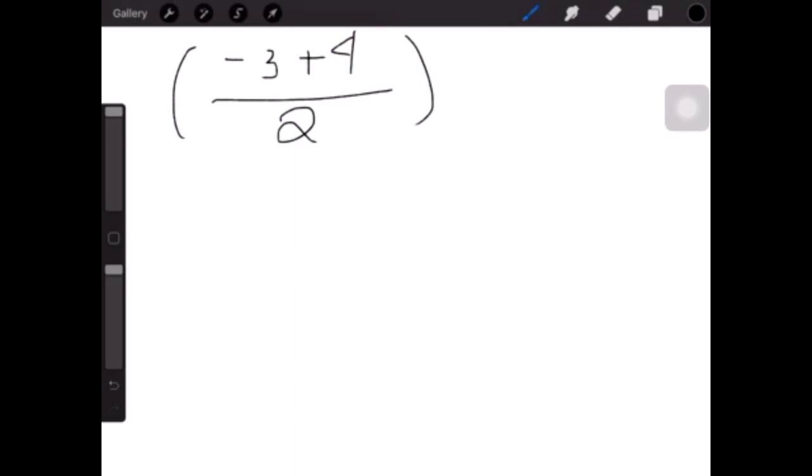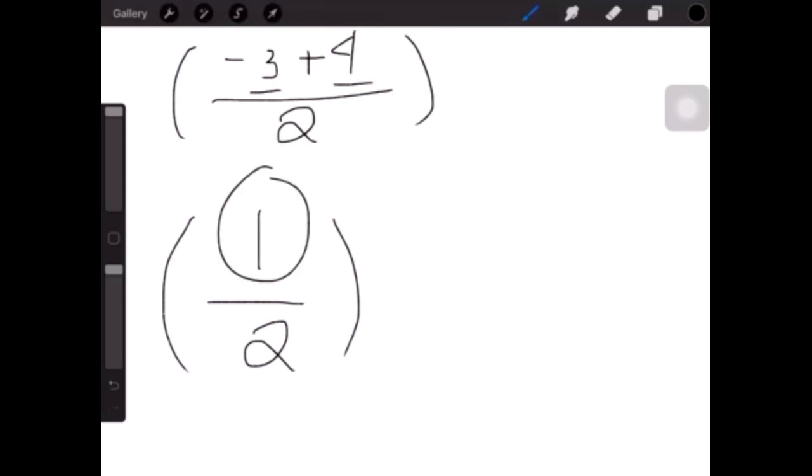Now that the equation is ready, I will be using the KFC method to subtract negative 3 and 4. The answer is 1 over 2. And since 4 is the higher number, the 1 and 1/2 will be positive. The final answer should be 1/2, or if you want to use the decimal form, 0.50.